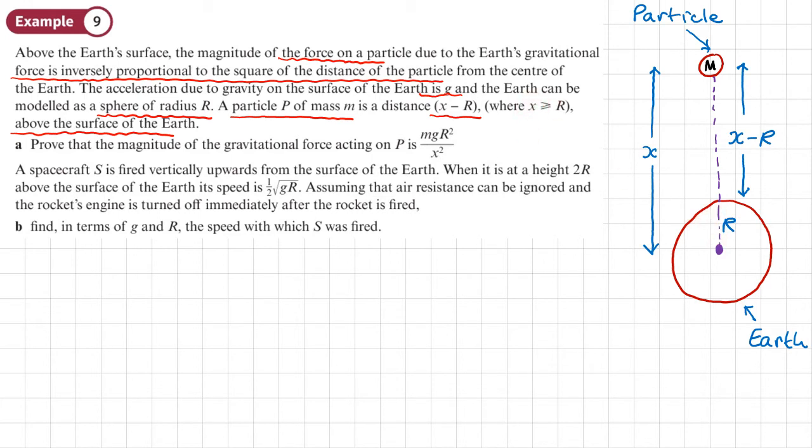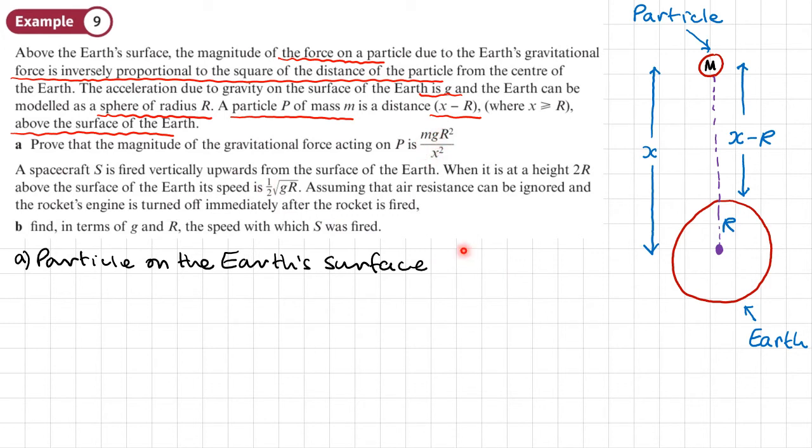So what we're going to do for part A is use that piece of information. We're going to be looking at the particle on the Earth's surface. The reason we're going to do that is because we know that when it's on the Earth's surface, the gravitational force is going to be equal to mg. It's mass times g, the gravity of the Earth. And then we can use that to set an equation and then get to this expression here.